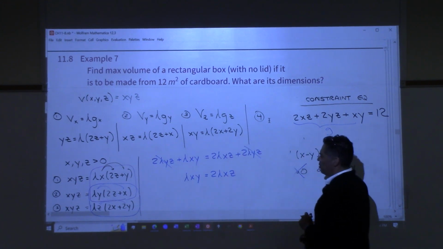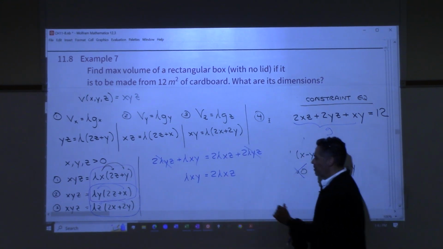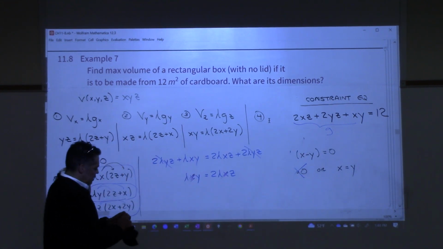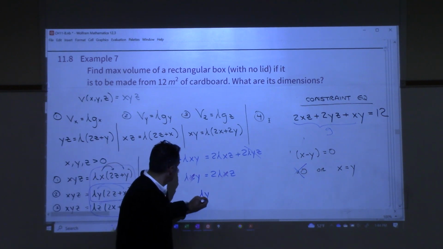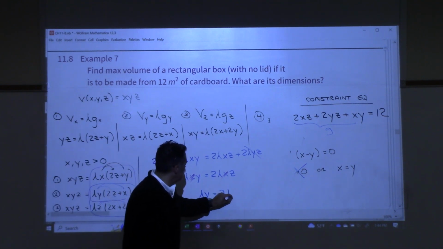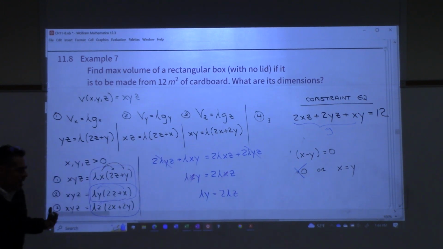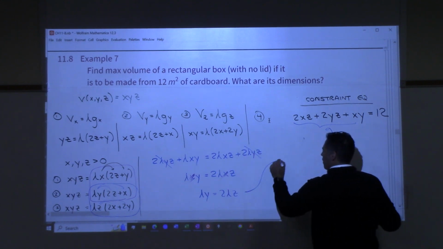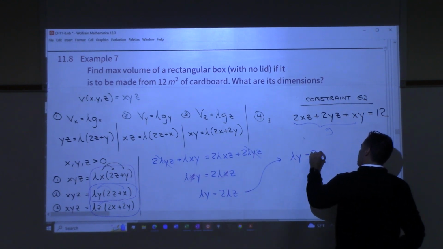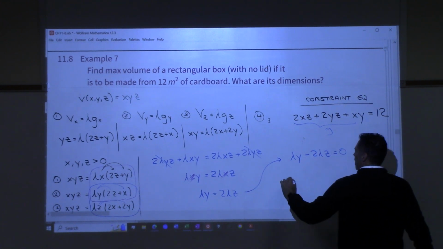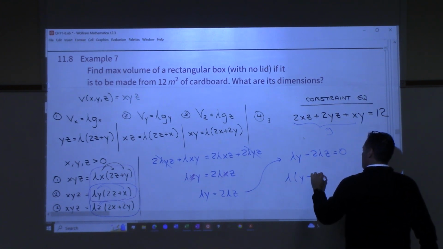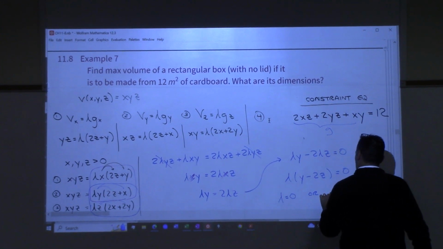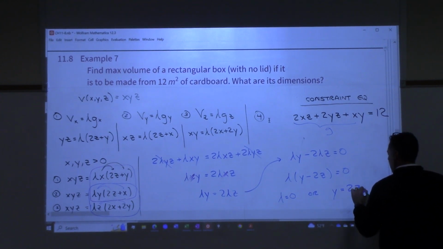Oh, wait, I'm not dividing by 2. Sorry, they both don't have 2's. I'm going to divide the x's out, though. So we've got lambda y equals 2 lambda z. Bring everything over to one side. Lambda y minus 2 lambda z equals 0. Factor out a lambda: lambda times y minus 2z equals 0. And that means that lambda must be 0 or y must be 2z.